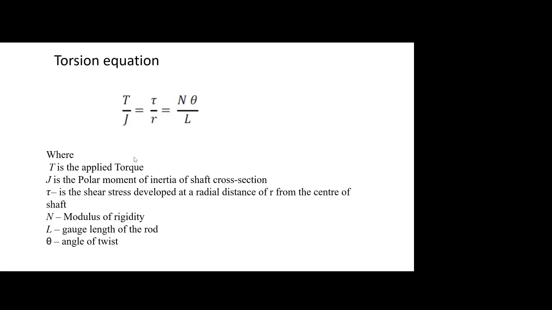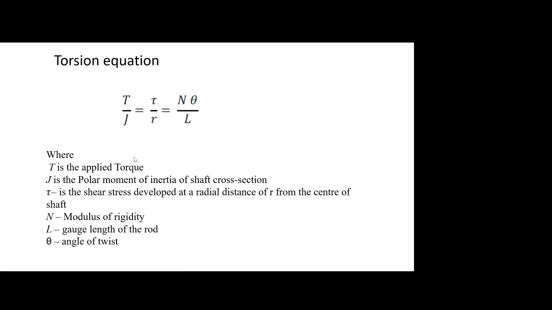J is equal to Ixx plus Iyy, which are equal in the case of a circular section, and Ixx and Iyy are equal to pi d raised to 4 by 64. So J will be 2 into pi d raised to 4 by 64. It will be pi d raised to 4 by 32 for a circular section.